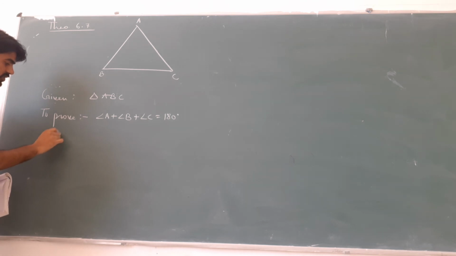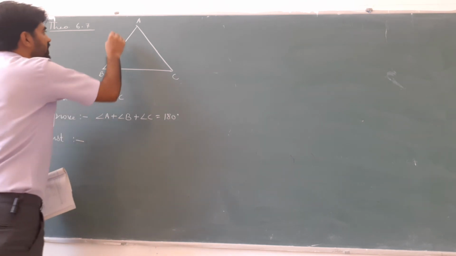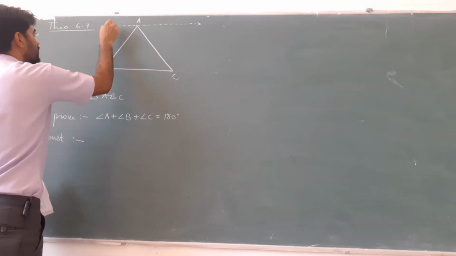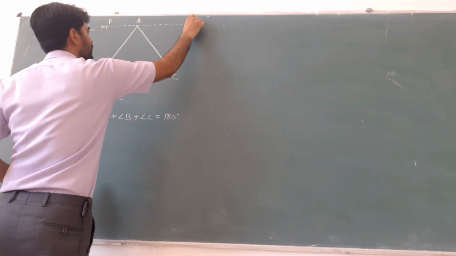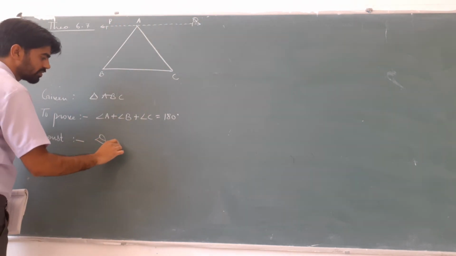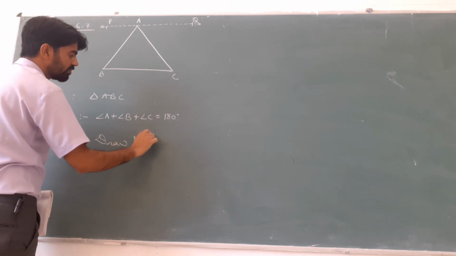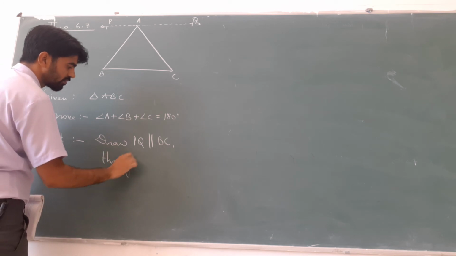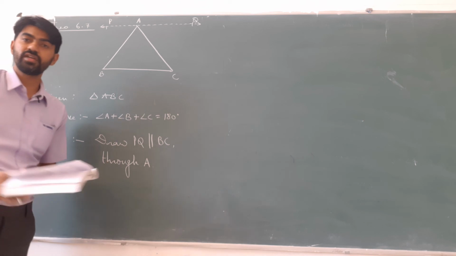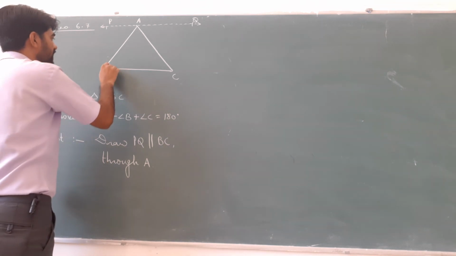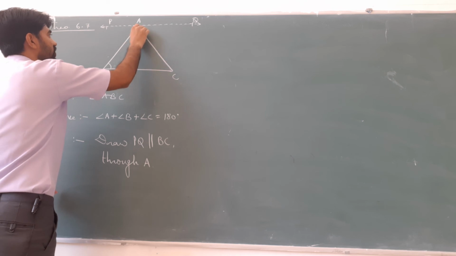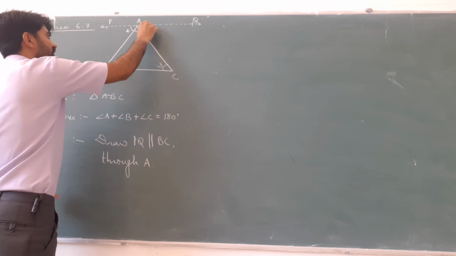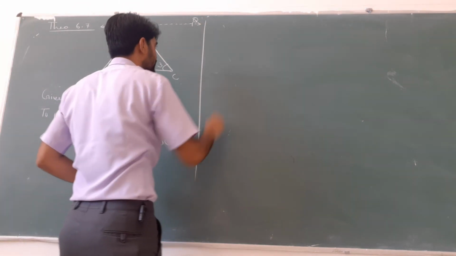For that we will make a construction. We will draw a line parallel to BC through A. Let it be PQ. Draw PQ parallel to BC through A. Okay. Now if I name these angles, let this be angle 1, angle 2, angle 3, this be angle 4, and this be angle 5. So it's a very easy proof.